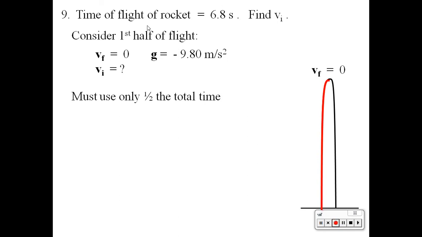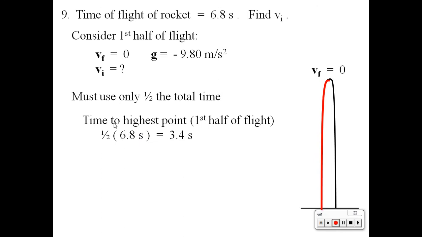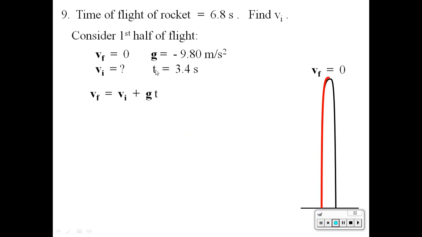Now, since we have a time of 6.8 seconds, but if we're considering only the first half of the flight, we need to take only half of this time. 6.8 seconds was up and down. We have to cut this total time in half. So the time from the ground to the highest point is half of 6.8, or 3.4 seconds. And that's the quantity that we use today. These are related by this equation.